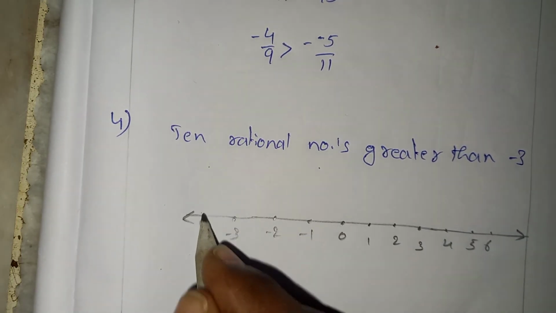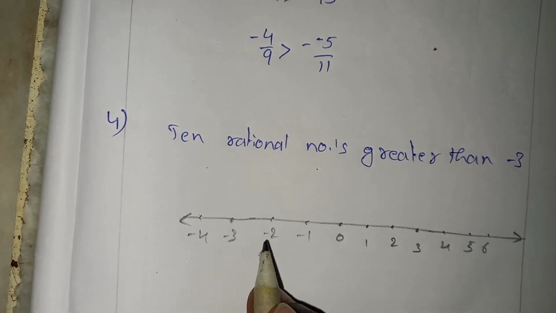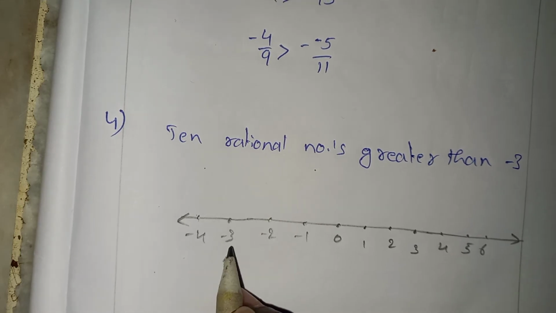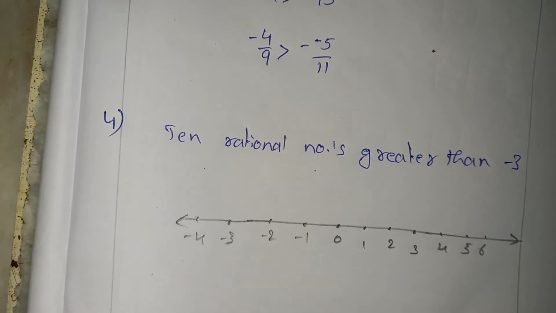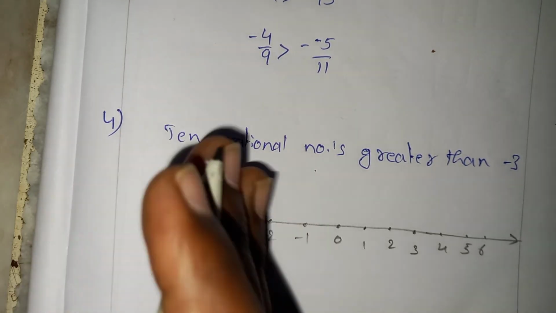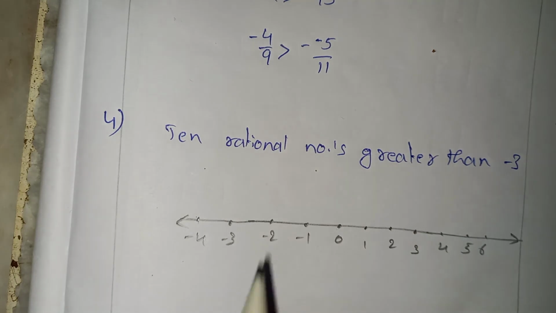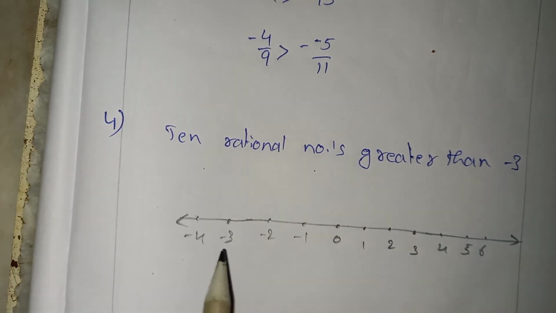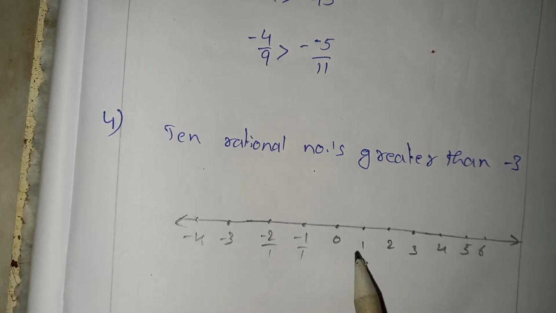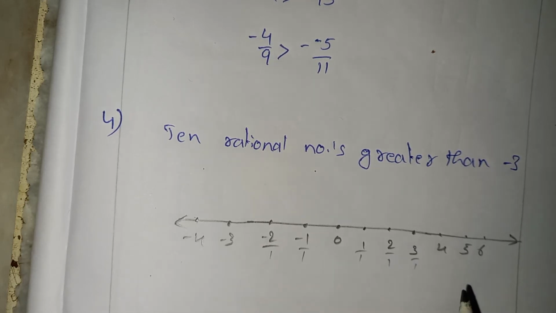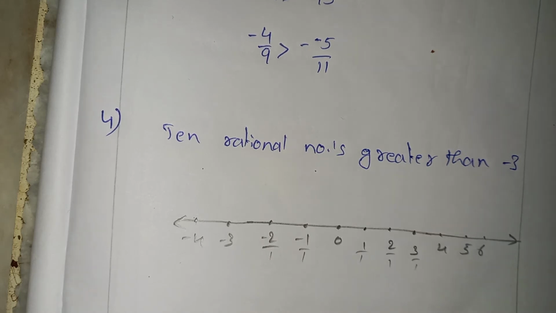Which is more, minus 4 or minus 2, for minus 3? For minus 3, minus 4 is a lesser value. Left side, lesser value. Right side, greater value. So, are all these more than minus 3 or not? And are all these rational numbers or not, if we keep 1 in the down? So, all these are rational numbers only. So, no need to worry so much.